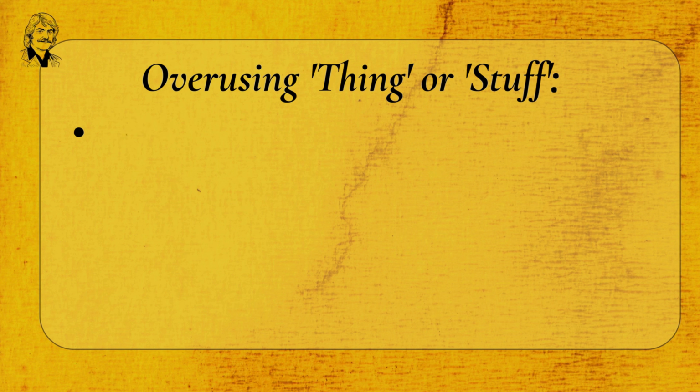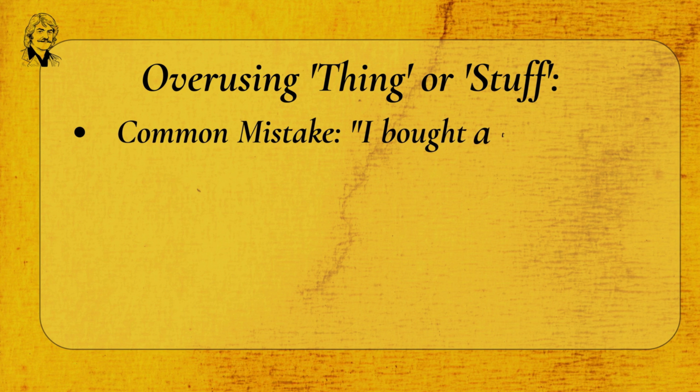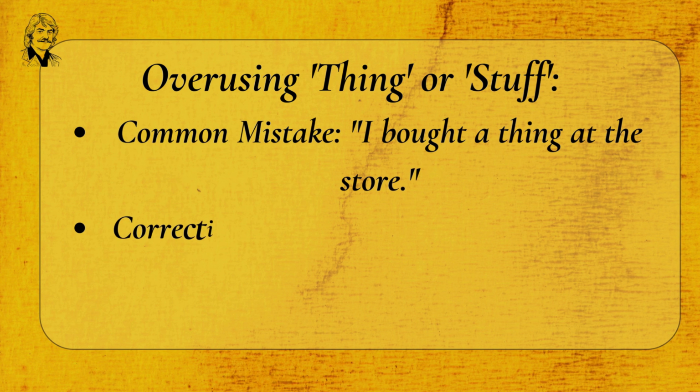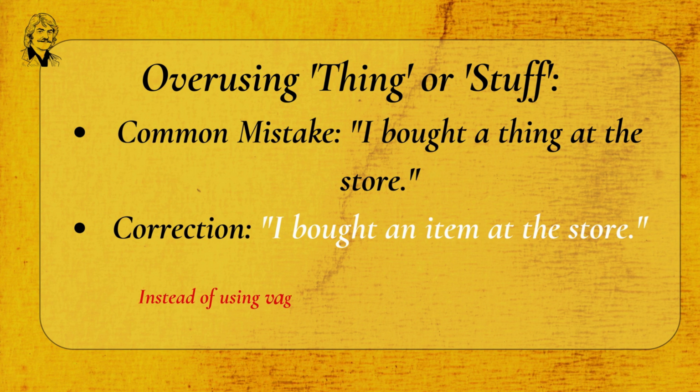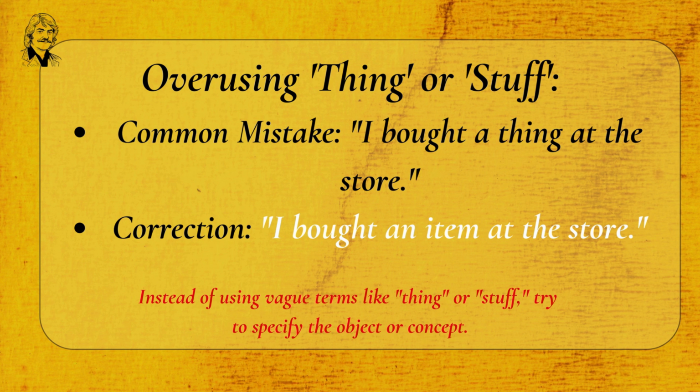Overusing thing or stuff. Common mistake: I bought a thing at the store. Correction: I bought an item at the store. Instead of using vague terms like thing or stuff, try to specify the object or concept.